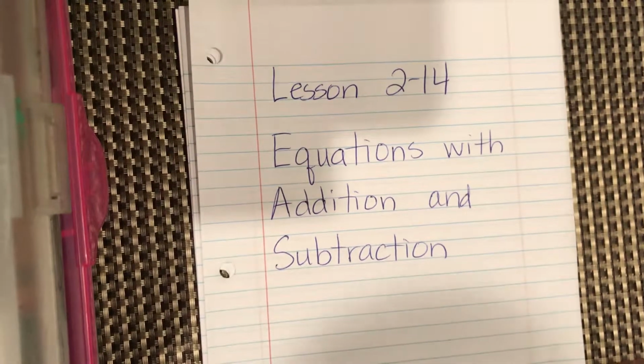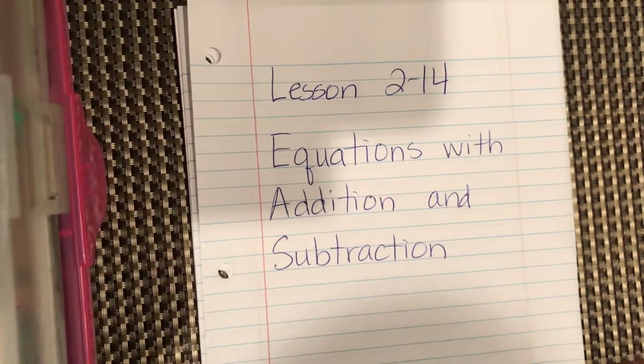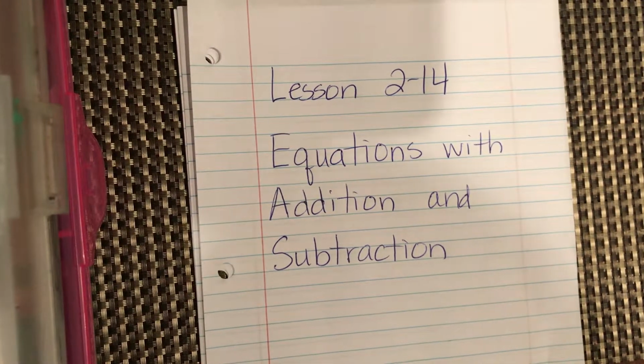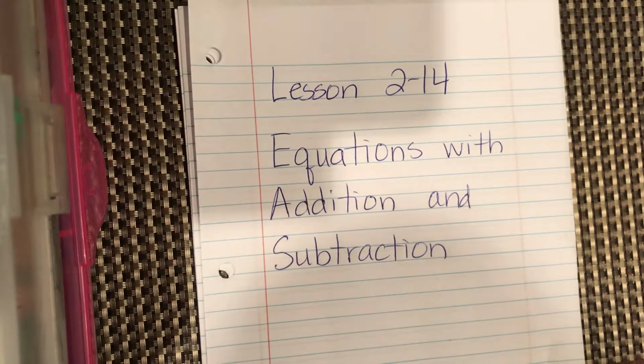Okay, today we're doing lesson 2-14, equations with addition and subtraction. This is not a hard lesson. It's just you have to put the effort in order to do it. You can absolutely do it, but it's one where you're going to want to cut the corners, and if you cut the corners and just guess and try to do it in your head, chances are you're probably going to get it wrong. So this is one of those that you just have to put the time in, but you can absolutely do it.